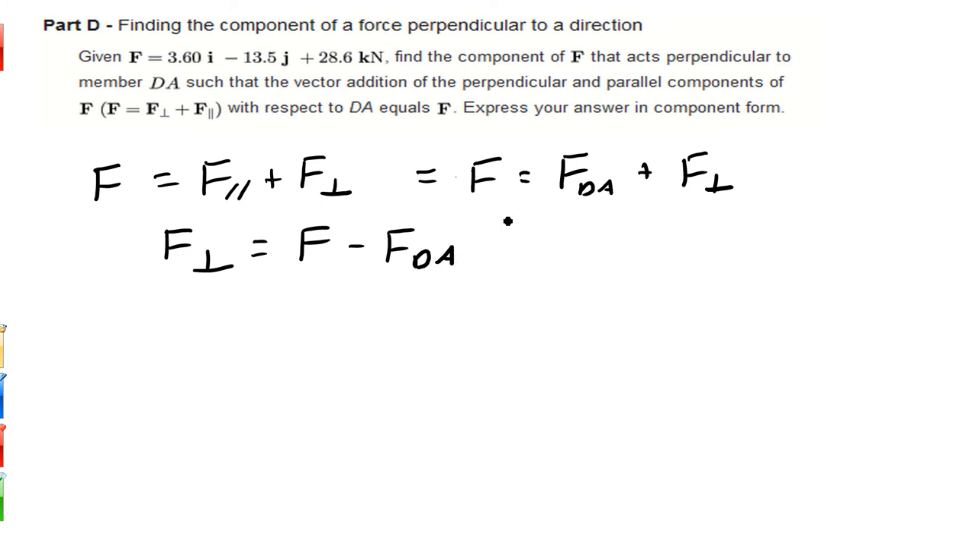And since we're using forces, we've got to keep in mind that you can't just add forces together, you have to add their components. So we already have the components of F, and now we just need to get the components of F dA. We've already got the magnitude, but not the components.